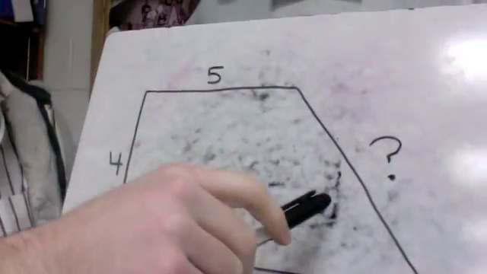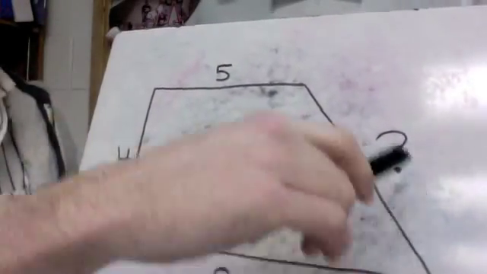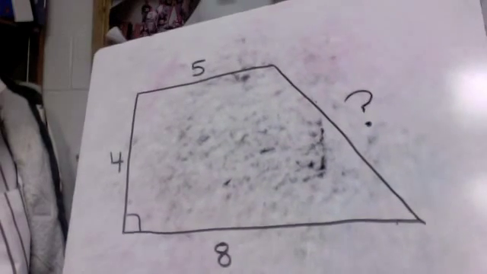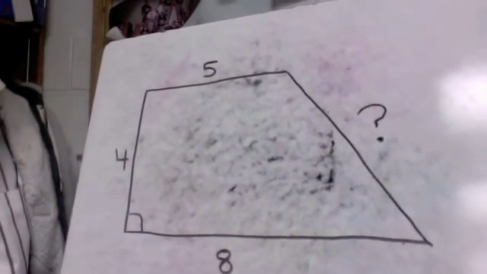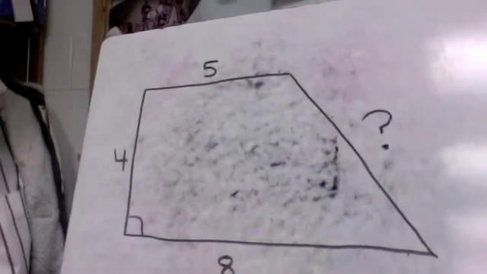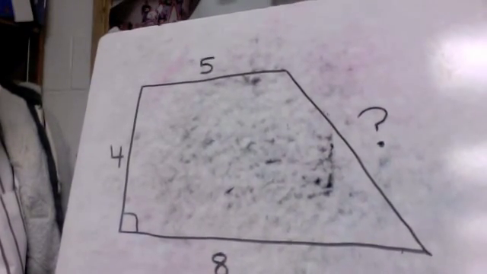Pause this video, see if you can figure out what this side is in order to get the entire perimeter. If you can't figure it out, if you think about it for a while, just watch the video to figure it out. But I want you to at least try, because everybody should be able to do this. So pause the video now, think about it, and then we'll come back to it here and see how you did.